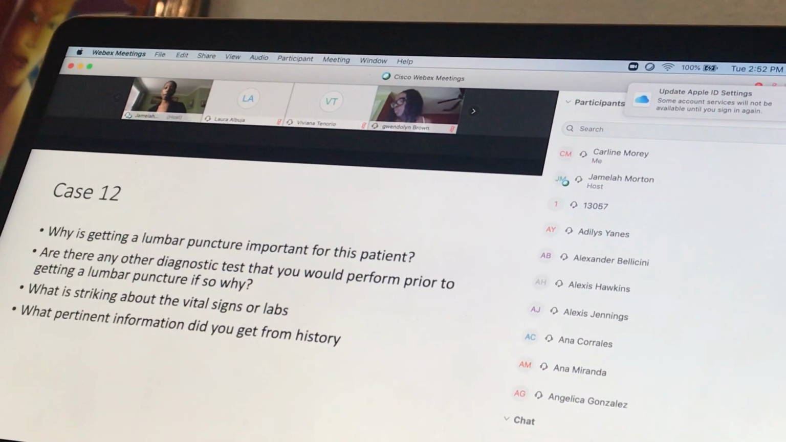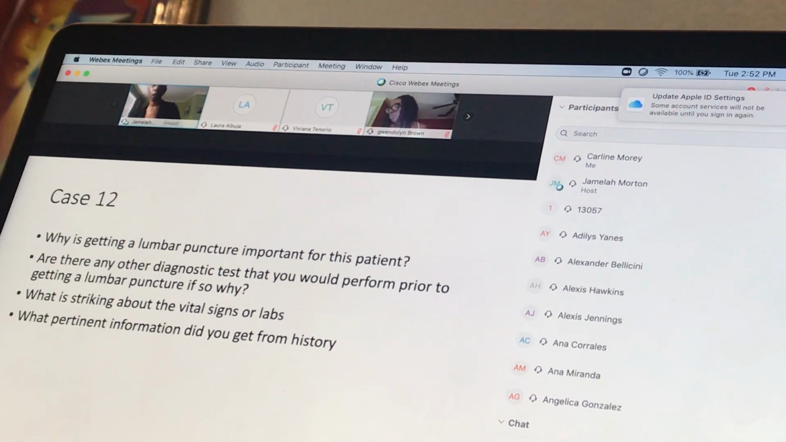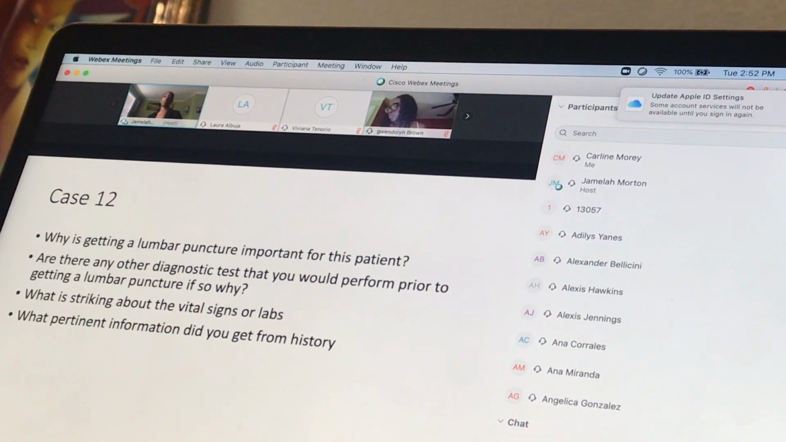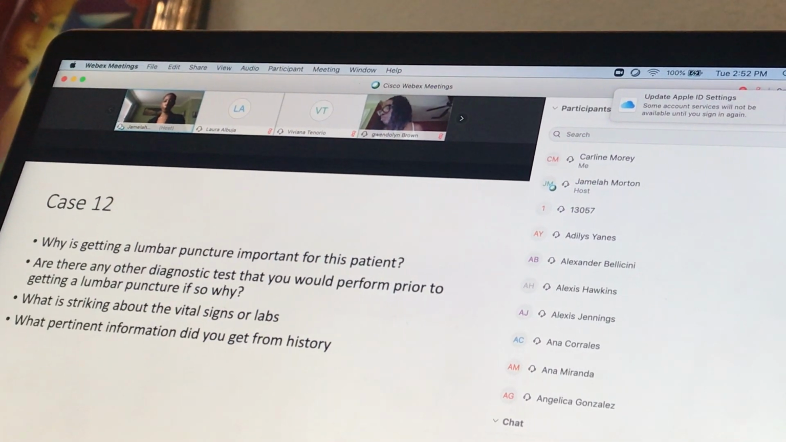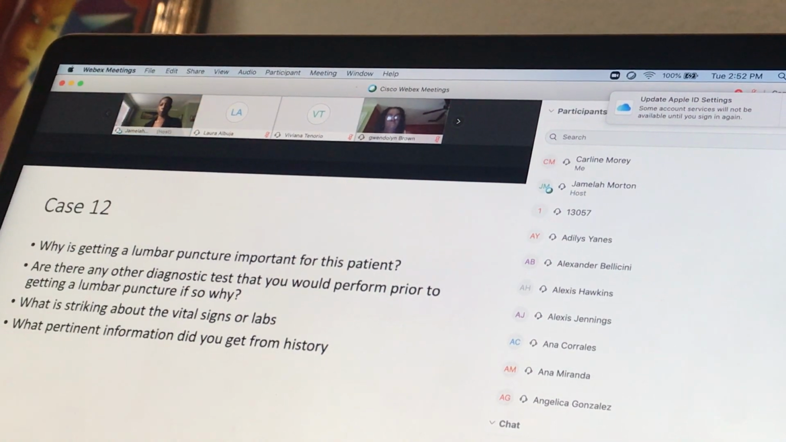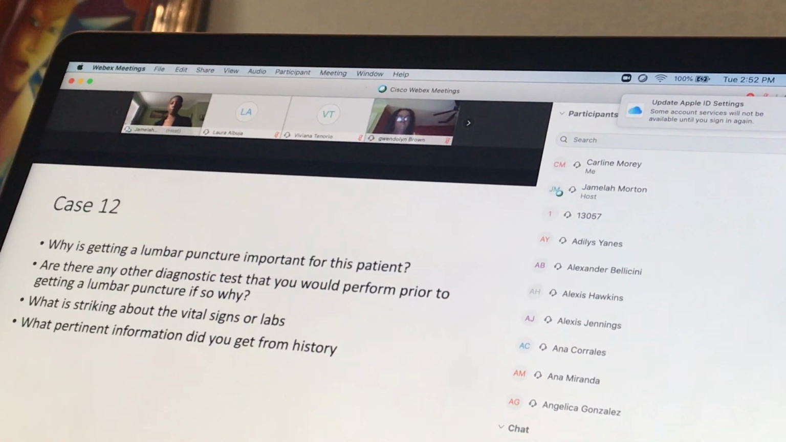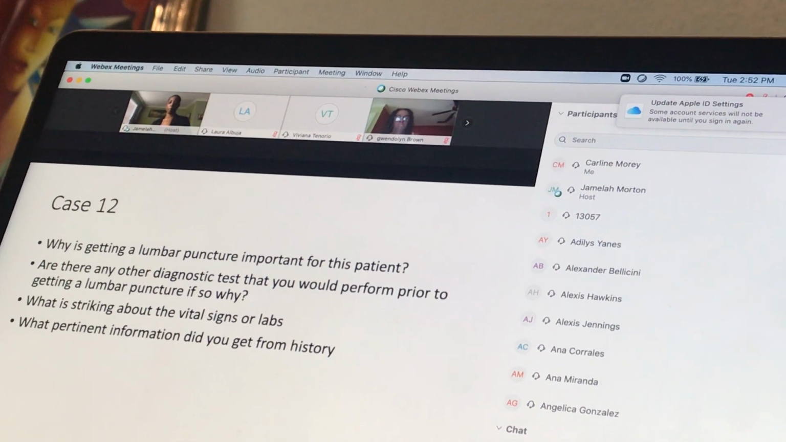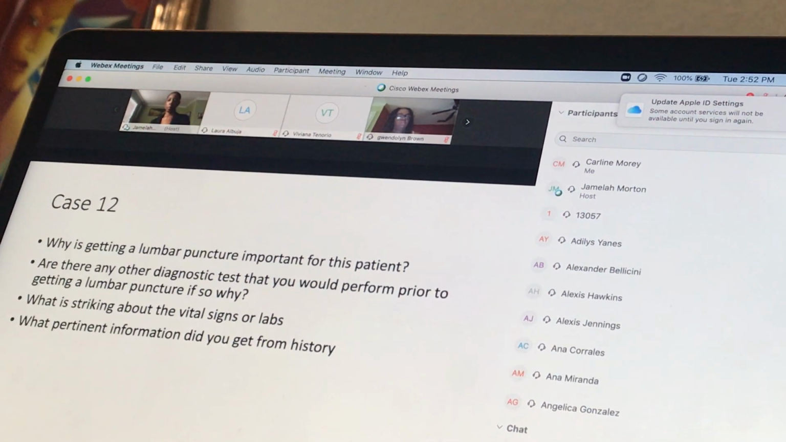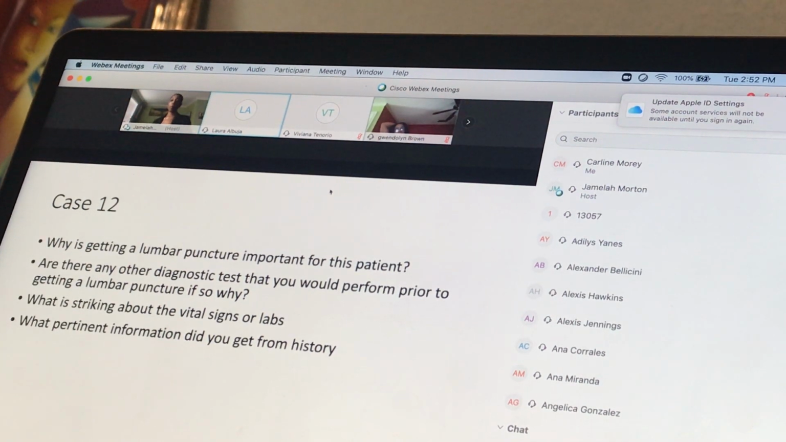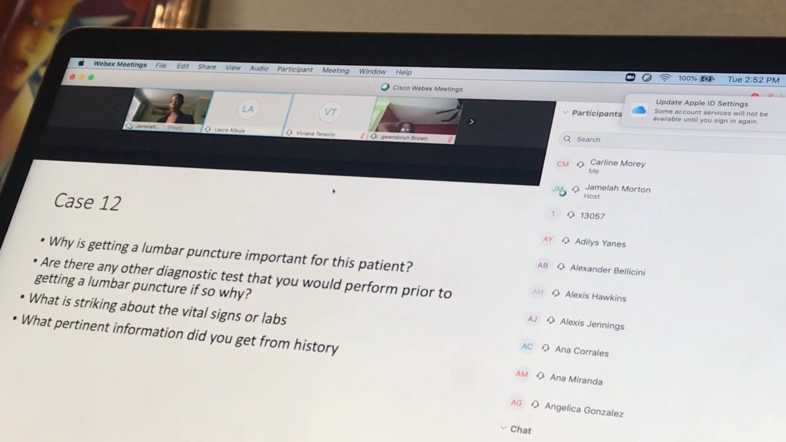Are there any diagnostic tests that you would perform prior to getting a lumbar puncture on a patient? If so, why? Let me see, Laura. Okay, they're saying brain CT to rule out bleed. The brain CT part is correct, but it's not to rule out bleed, but you're looking for edema.